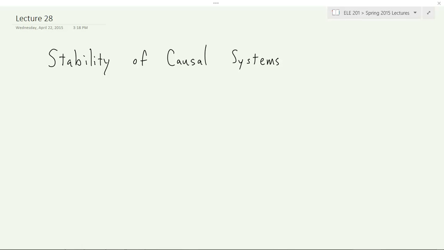We're going to start talking about stability of causal systems and using the Laplace transform and the Z transform.